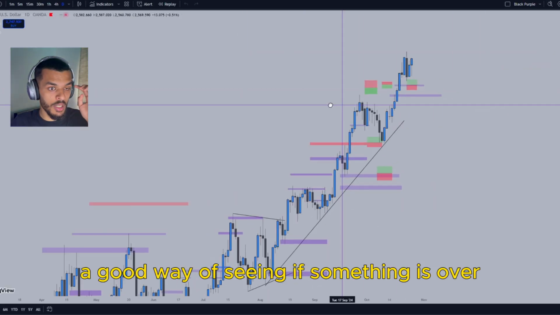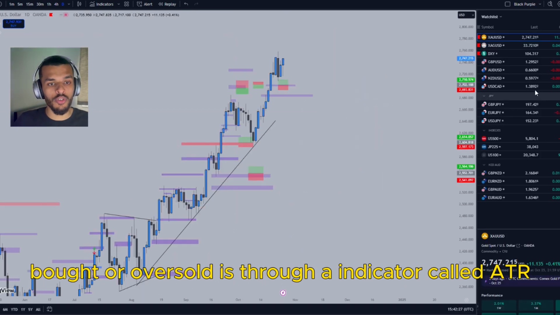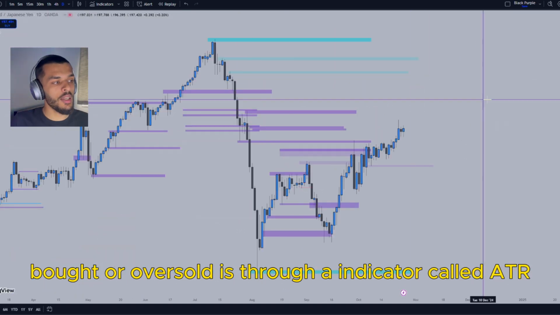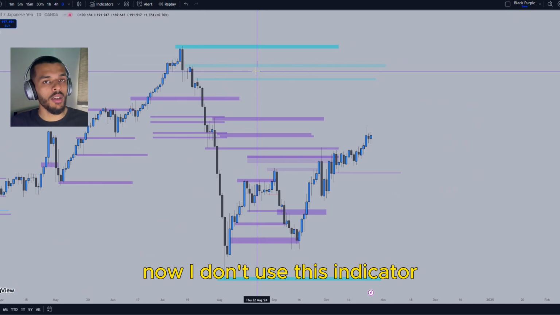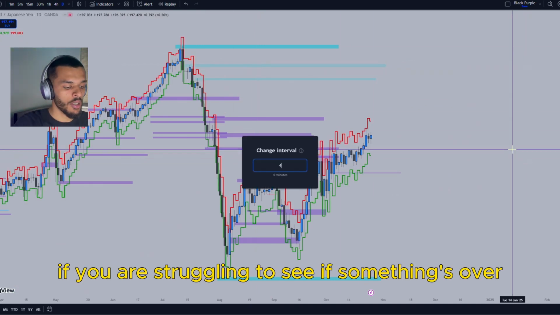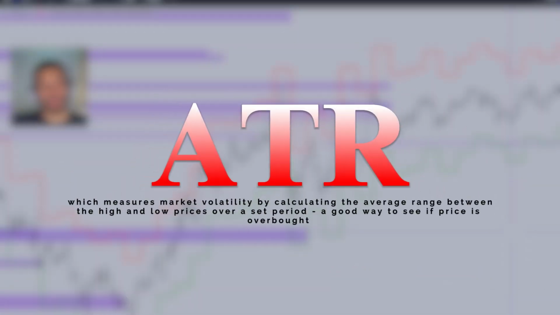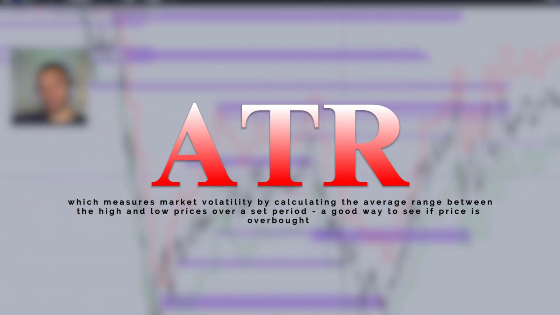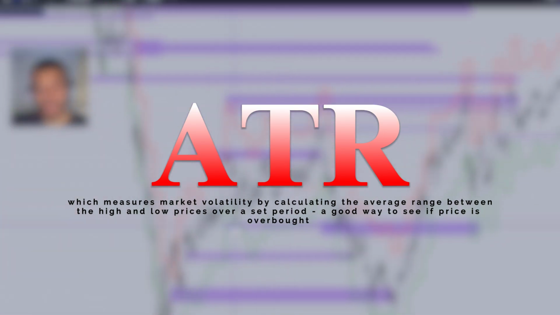A good way of seeing if something is overbought or oversold is through an indicator called ATR. Now I don't use this indicator, but it is a good indicator if you are struggling to see if something's overbought or oversold. So the ATR, which is the average true range, measures the market's volatility by calculating the average range between the high and the low of the price over a set period of time.